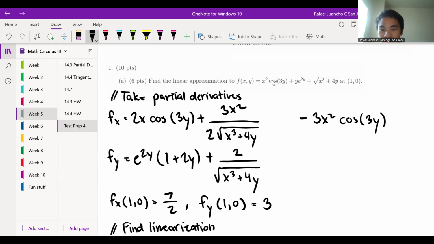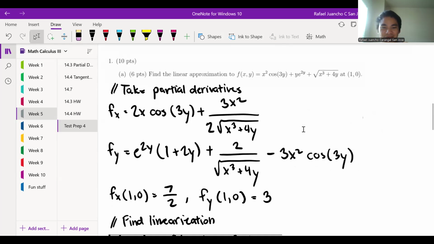Oh shoot, I actually did not consider this one. Oh crap. Okay, that's bad. Yeah, because this is a constant. Yeah, I have to consider this. Okay. So let me put that here maybe. Okay. And then now I have this next term, y e to the 2y. Let me just do a product rule.